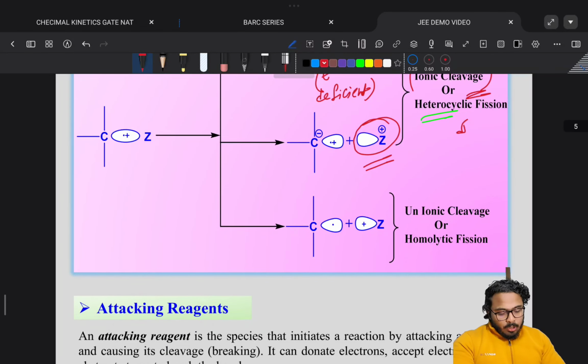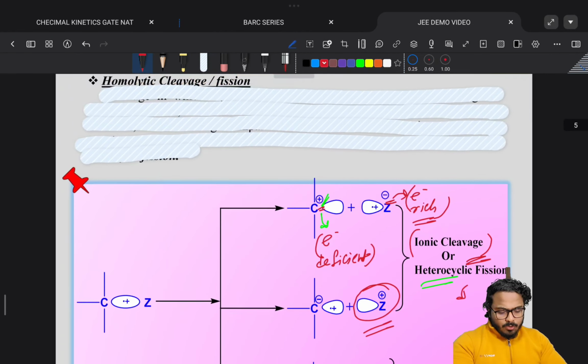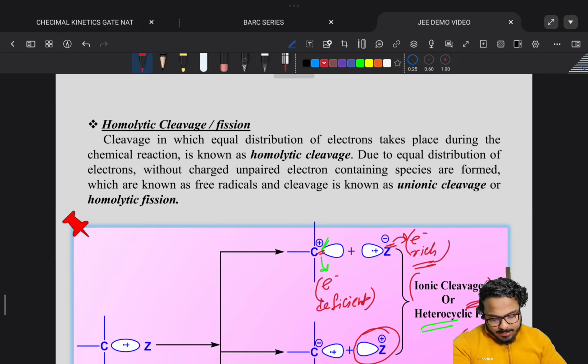Let's move to the homolytic bond cleavage. In the homolytic bond cleavage, the sharing of electron pair will happen. As you can see here, no ion is present. So let's reveal. Here, as you can see, homolytic bond cleavage is cleavage in which equal distribution, these are very important words, equal distribution of electron takes place during the chemical reaction.